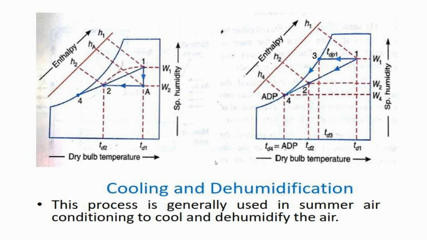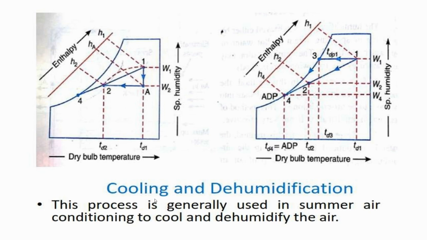Now cooling and dehumidification. Here, in the first process, we can see first dehumidification is done and then cooling is done. So as a result, from point 1 to 2 we get cooling and dehumidification. And in the second diagram, first the sensible cooling is done till the saturation line, and then on the saturation line the humidity is reduced, and this is dehumidification. The result from 1 to 2 is cooling and dehumidification.